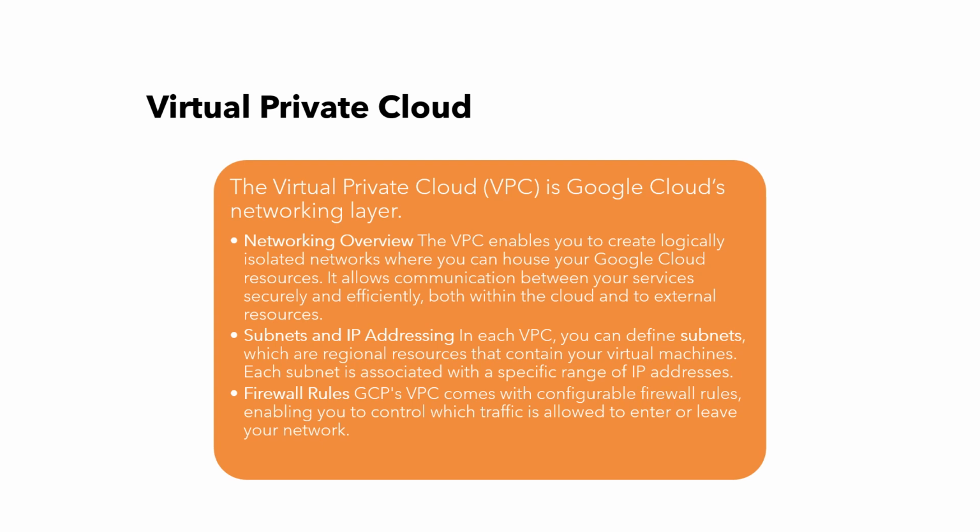Advanced features like VPC peering, shared VPC, and Private Service Connect help you interconnect resources in a safe and efficient way. With tools like Cloud Interconnect and Cloud VPN, you can seamlessly connect your on-premises infrastructure to GCP, creating a powerful hybrid cloud solution.